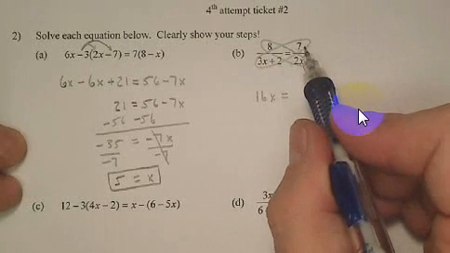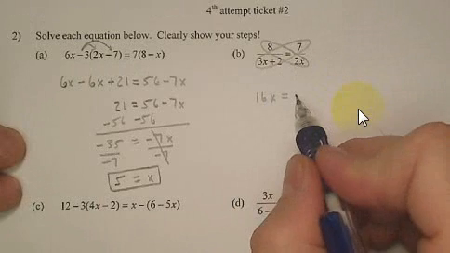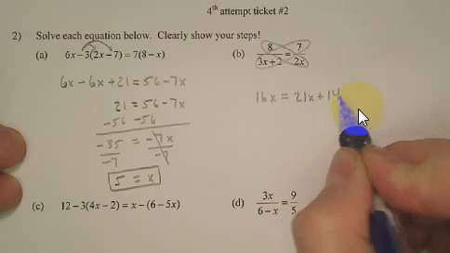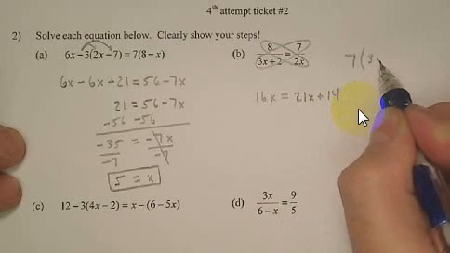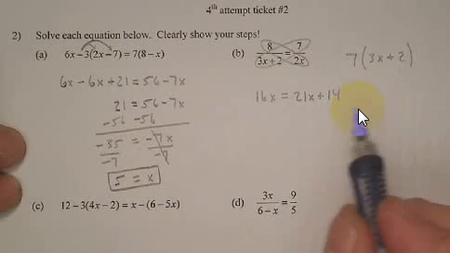You just have to make sure you distribute, so 7 times the 3x also has to be 7 times 2. So distributing in our head just to save some time and space, you would get that. If you didn't want to do that in your head, then you would have written 7 with the parentheses 3x plus 2 and then distributed on your next step.